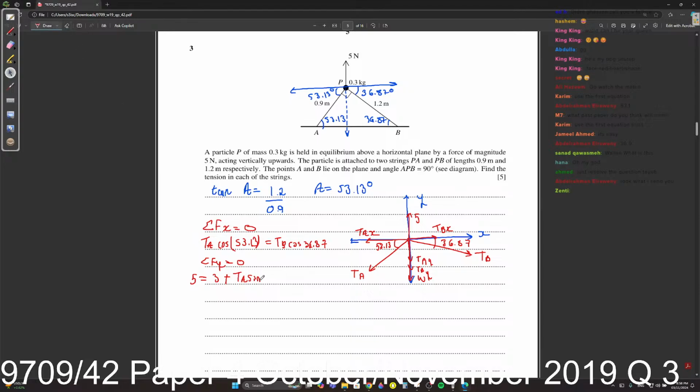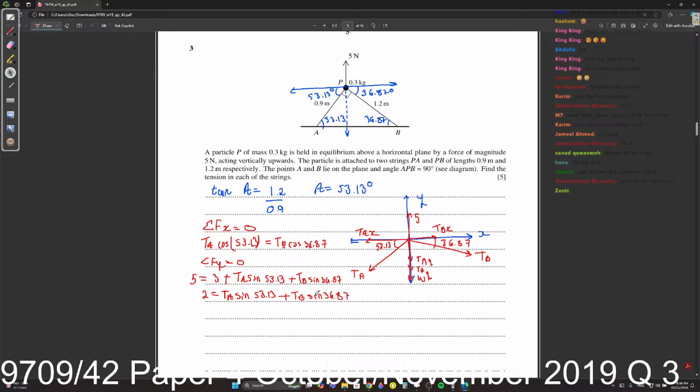Okay, TA sine 53.13 plus TB sine 36.87. Okay, I got this. Oh, my YouTube crashed. Okay, I got this. 2 is equal to TA sine 53.13 plus TB sine 36.87.